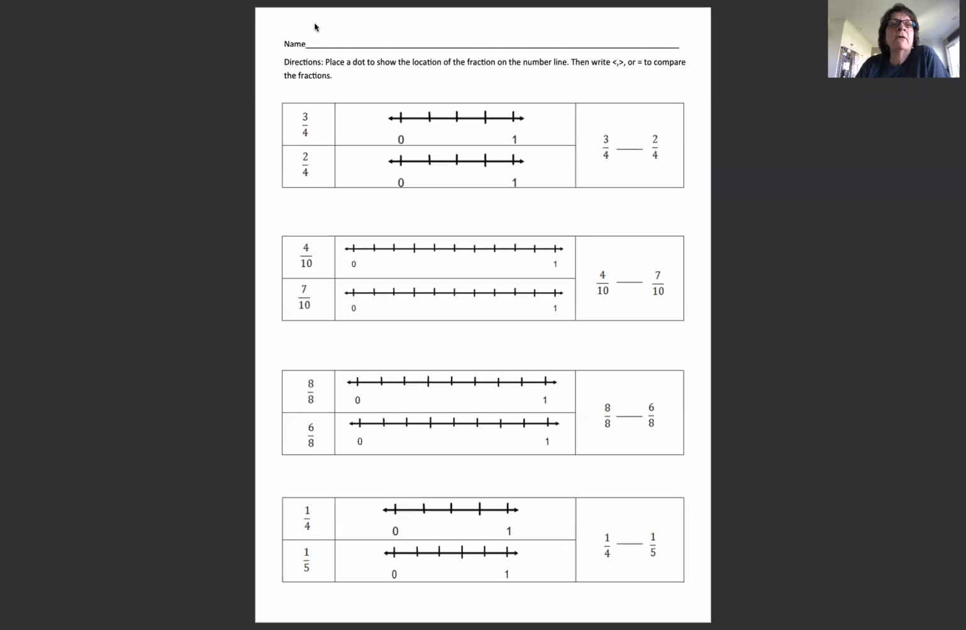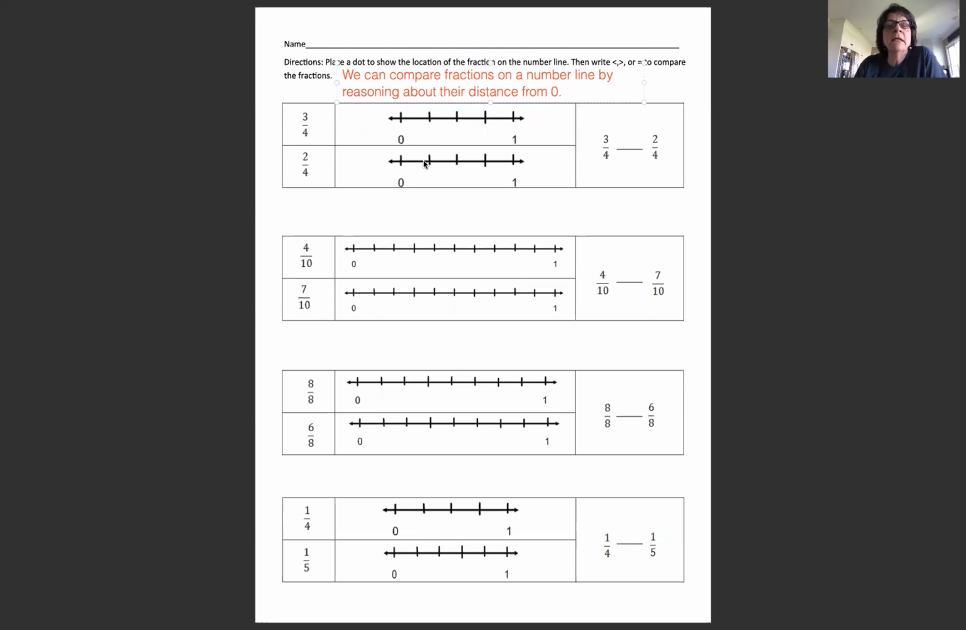I'm going to type in our learning target here. So we're going to say we can compare fractions on a number line. And we're going to say by reasoning about their distance from 0. And that's really the most important thing here, is knowing that we can tell how big they are because of their distance from 0. Get that out of the way for us.